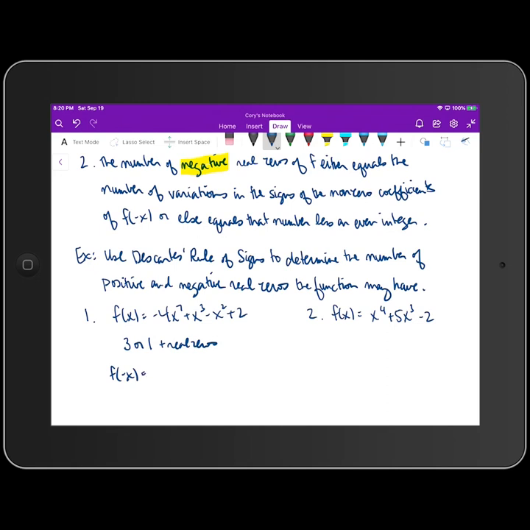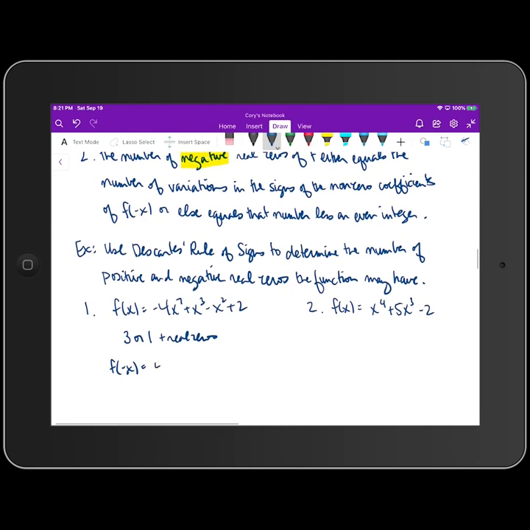So I'm not going to show the step of actually plugging negative x in the place of x. What I do need to know is that if the exponent of x is odd, that's going to change the sign of that term. And if the exponent of x is even, that's going to keep the sign of that term the same. So when we take f of negative x for this function, that's going to give me 4x to the 7th minus x cubed minus x squared plus 2.